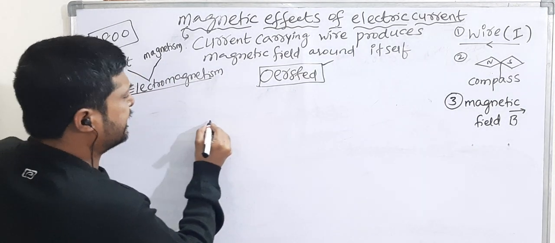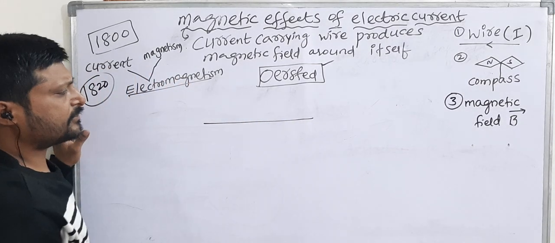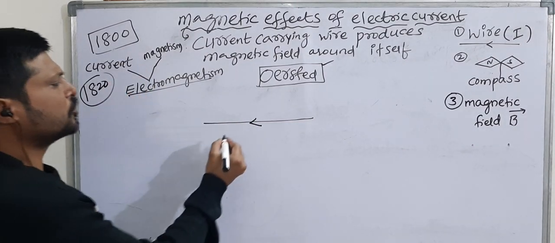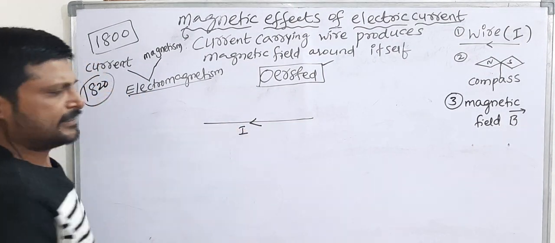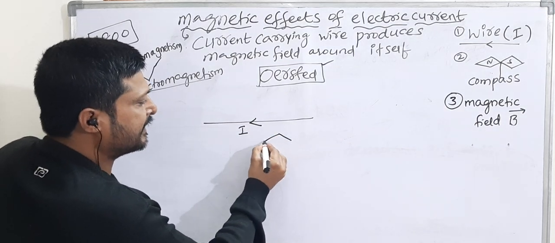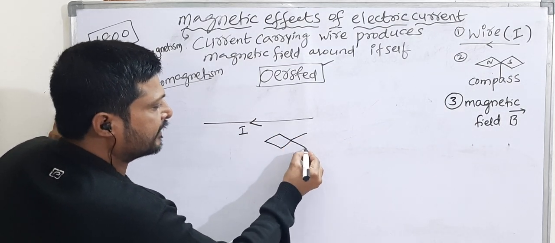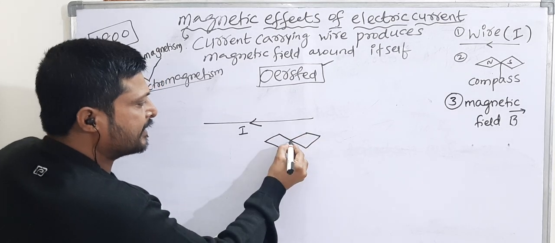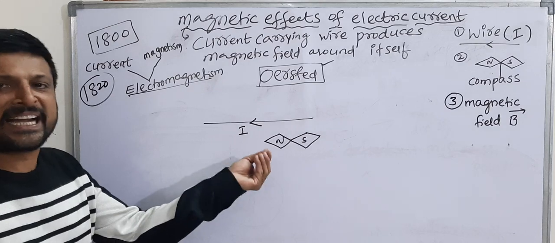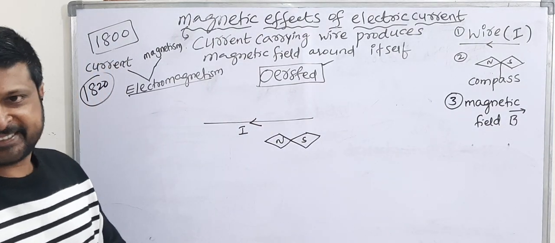One day, see here, it is a wire. In this wire, a current is flowing. Simply, he places a magnetic compass needle. See here, this is the magnetic compass needle. So, he places a magnetic compass needle near the wire.